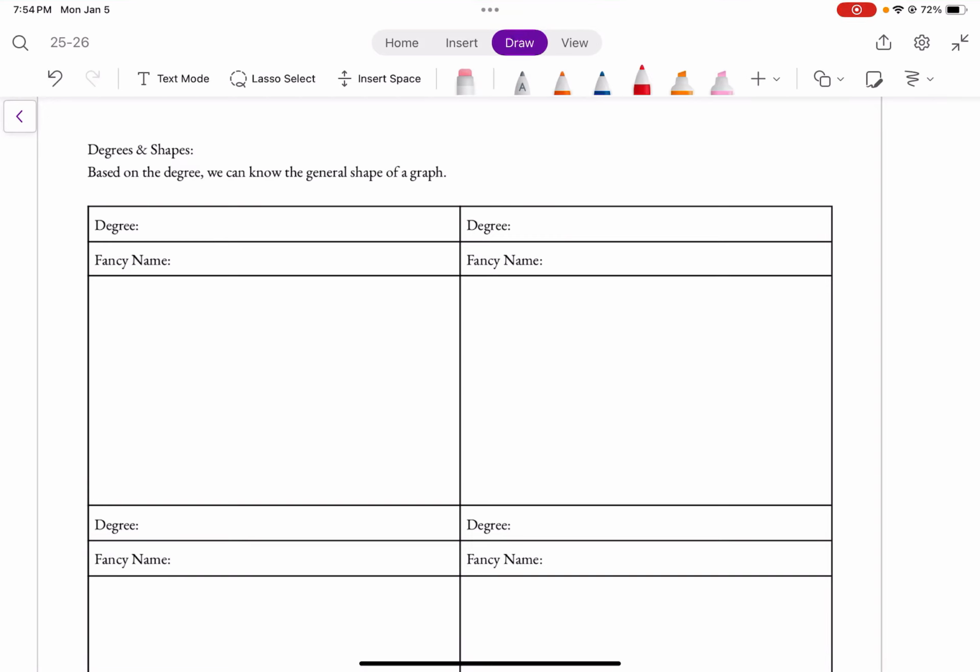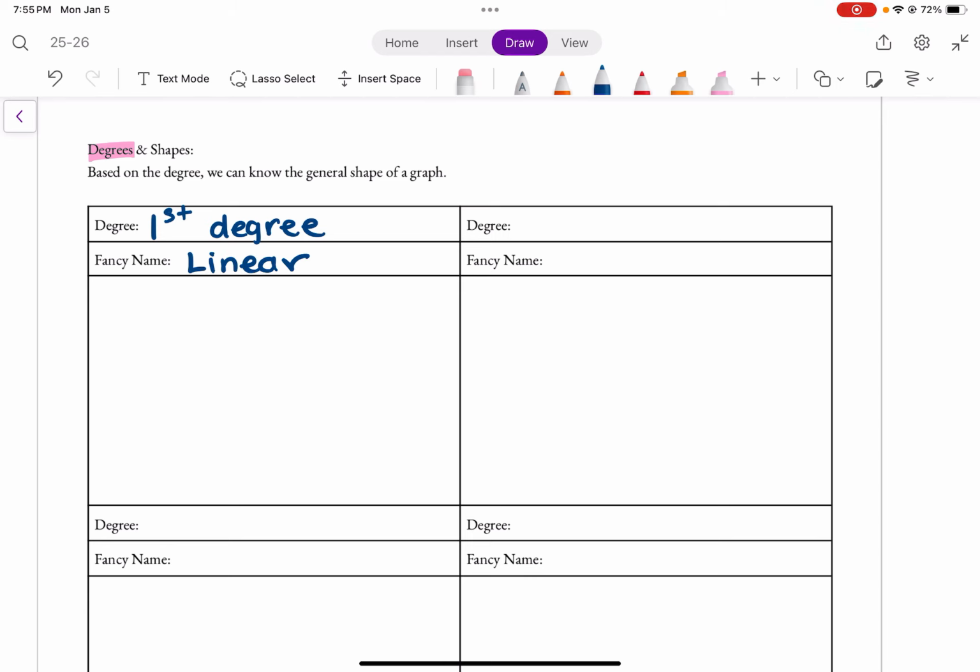So once we have a polynomial, we actually know the general shape of the graph, and it's really just based on the degree. So based on the degree, we can know the general shape of the graph. So if something has a degree of 1, so we call it first degree, we have a fancy name for those polynomials and we call them linear.